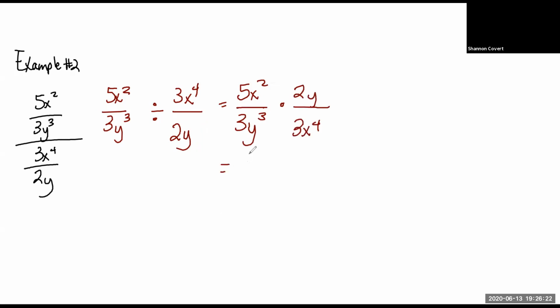Multiplying across the numerator gives me 10x squared y. Multiplying across denominators gives me 9x to the fourth, y to the third. 10 over 9 is already reduced. I have 2 x's in the numerator, 4 in the denominator. So I divide out all the ones in my numerator, and I'm left with x squared in the denominator. I have 1 y in my numerator, 3 in my denominator. I divide out all of them in my numerator. I'm left with y squared in my denominator. So my solution is 10 over 9x squared y squared.